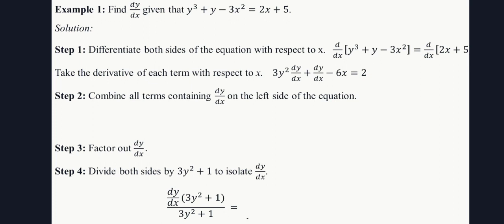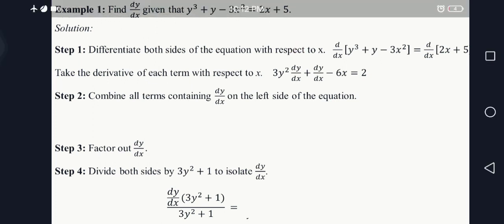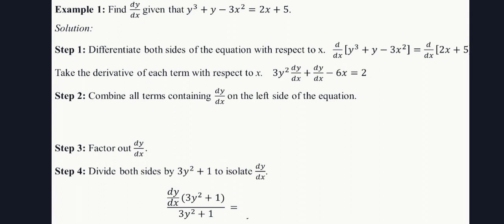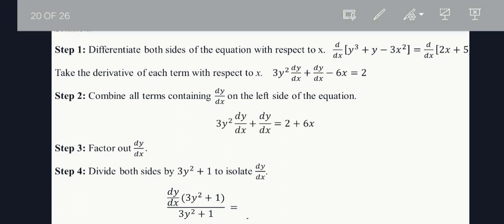So step 2, combine all terms containing dy over dx on the left side of the equation. So pagsasamahin na natin yung mga terms na naglalaman ng dy over dx sa left side. Okay, so sino-sino dito yung may dy over dx? Ito, si 3y squared dy over dx plus dy over dx. So sa negative 6x, itatranspose natin sa kabila, magiging positive 6x.